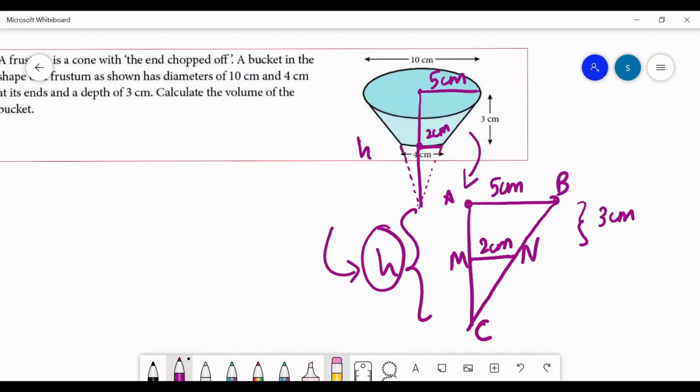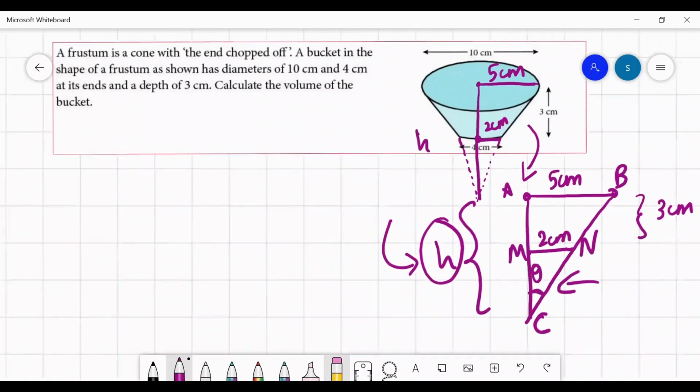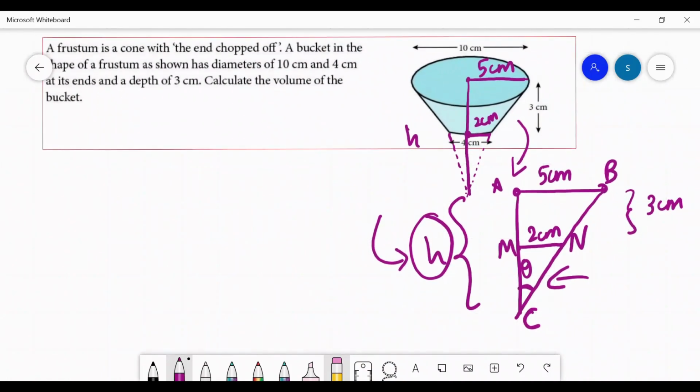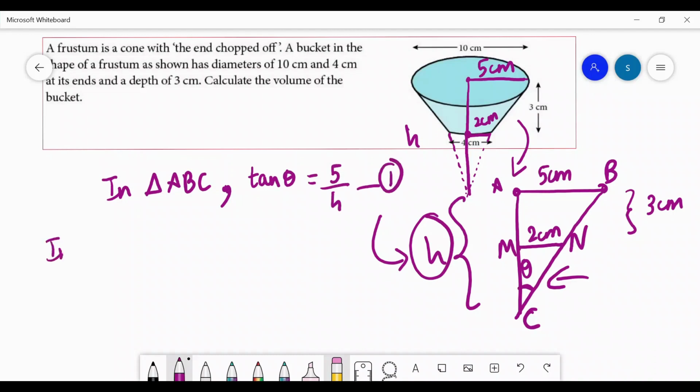So we're going to get a little creative here and try to use trigonometry to find out the height. So let's just take an angle theta over here and try to use trigonometry. So in triangle ABC, if you take tan theta, that would be 5 by h. Let this be equation 1.